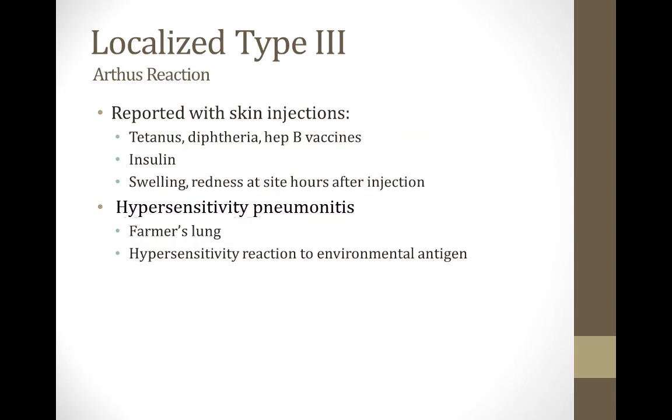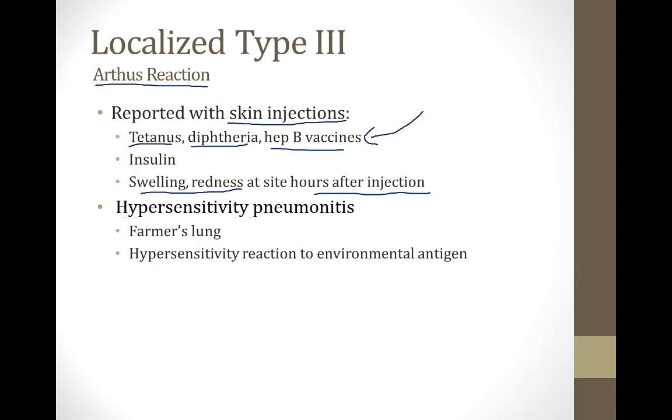So what are some clinical examples of the Arthus reaction subtype of type 3 hypersensitivity reactions? Well, it has been reported with certain skin injections very similar to Dr. Arthus's initial description. If you administer a tetanus booster to a patient or a diphtheria booster or a Hep B booster, you are administering antigens into the skin of somebody who has been previously exposed. They may have circulating antibodies that can deposit and bind to the antigen at the site of skin injection, and this will cause swelling and redness at the site a few hours after injection.